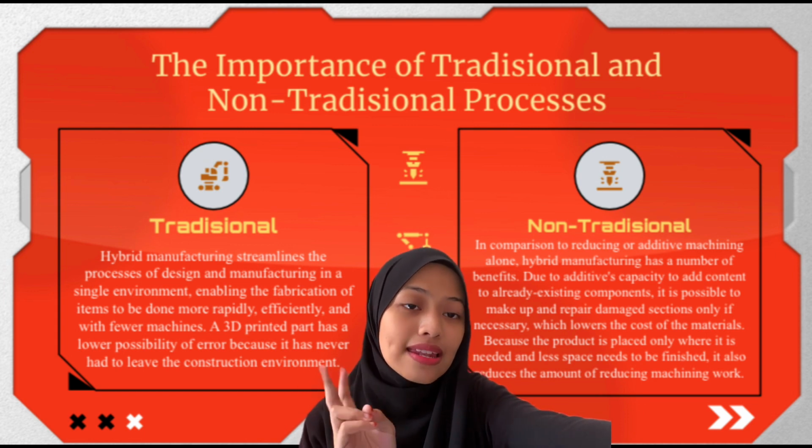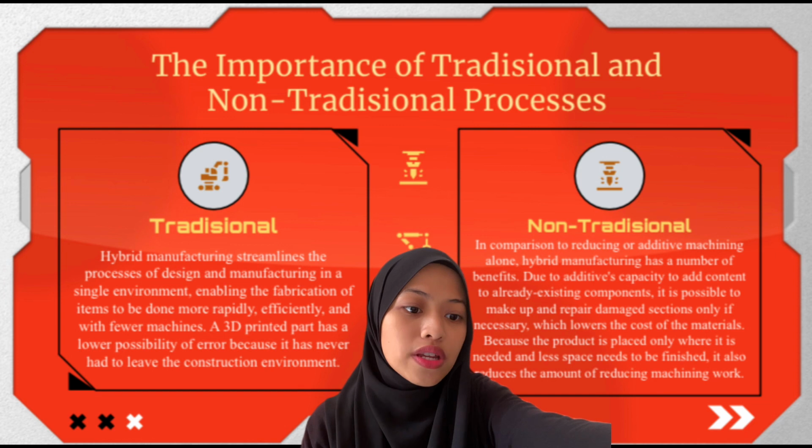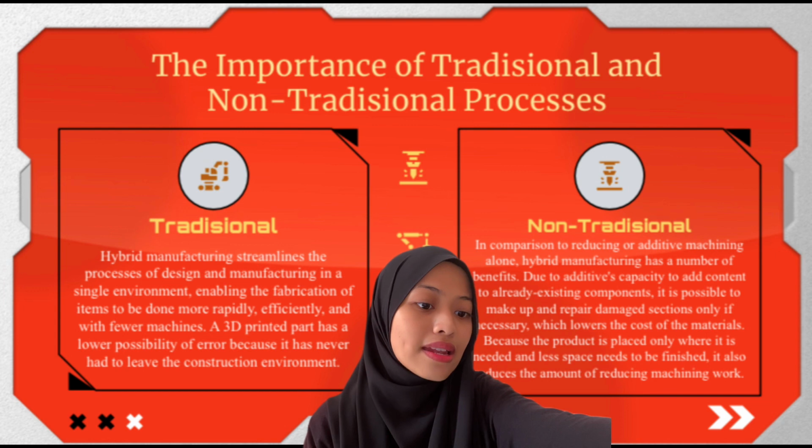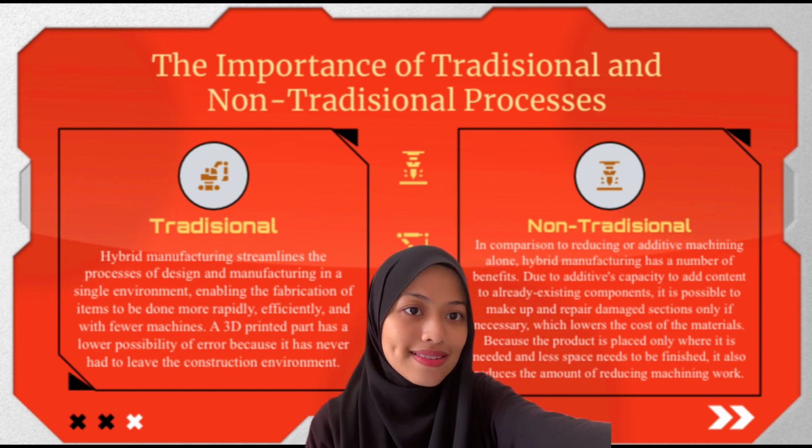And the second one is non-traditional. In comparison to reducing additive machining alone, hybrid manufacturing has a number of benefits. Due to additive capacity to add content to already existing components, it is possible to build up and repair damaged sections only if necessary, which lowers the cost of the materials. Because the product is placed only where it is needed and less space needs to be finished, it also reduces the amount of machining work.